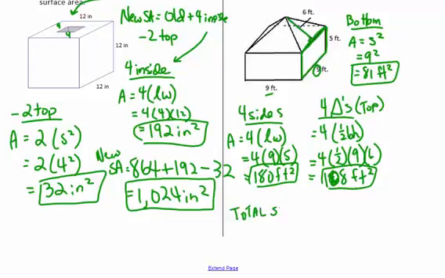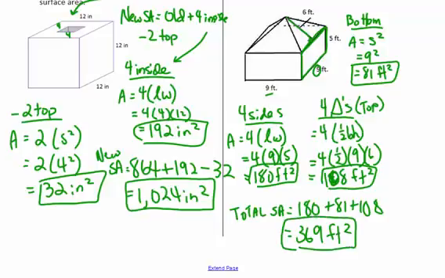Total surface area is 180 plus 81 plus 108, and I get 369 feet squared. So again, not a tough shape, but one that we need to make sure that we have each piece separate.